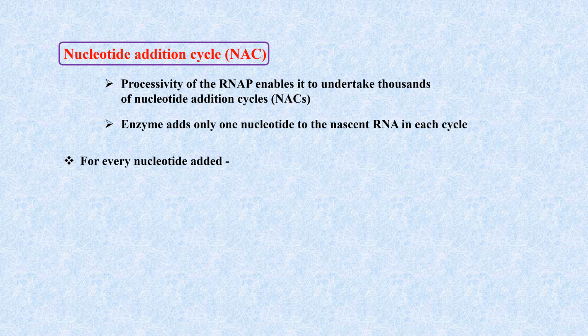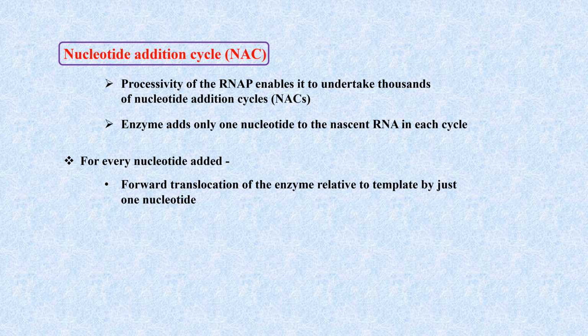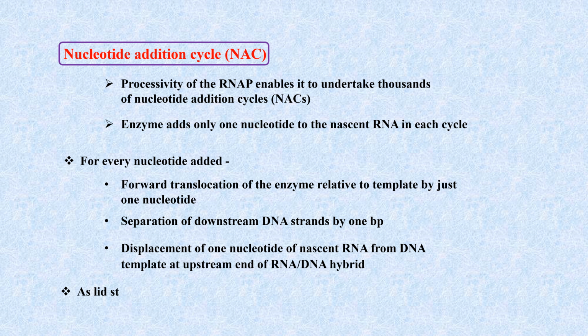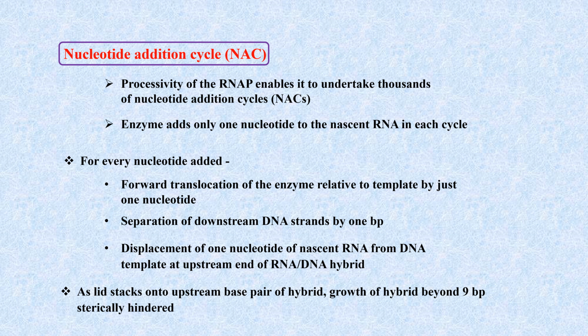For every nucleotide added, there is a forward translocation of the enzyme relative to the template by just one nucleotide, separation of the downstream DNA by one base pair, and displacement of one nucleotide of the nascent RNA from the DNA template at the upstream end of the RNA-DNA hybrid. Further, as the lid stacks onto the upstream base pair of the hybrid, growth of the hybrid beyond 9 base pair is sterically hindered.